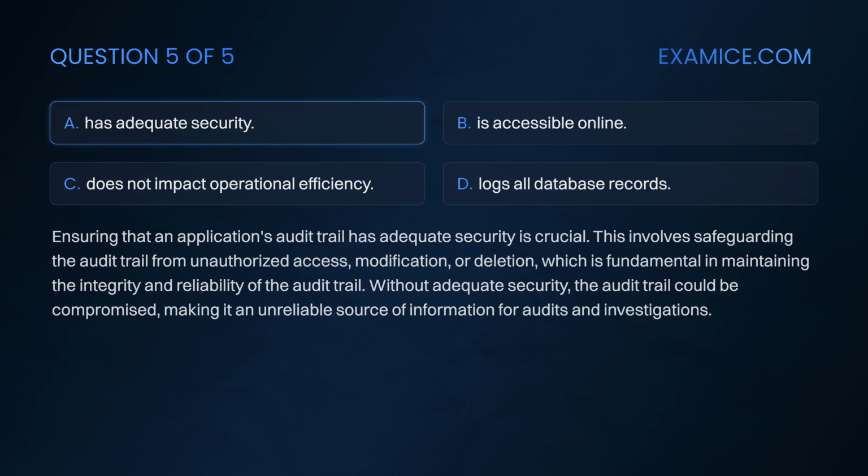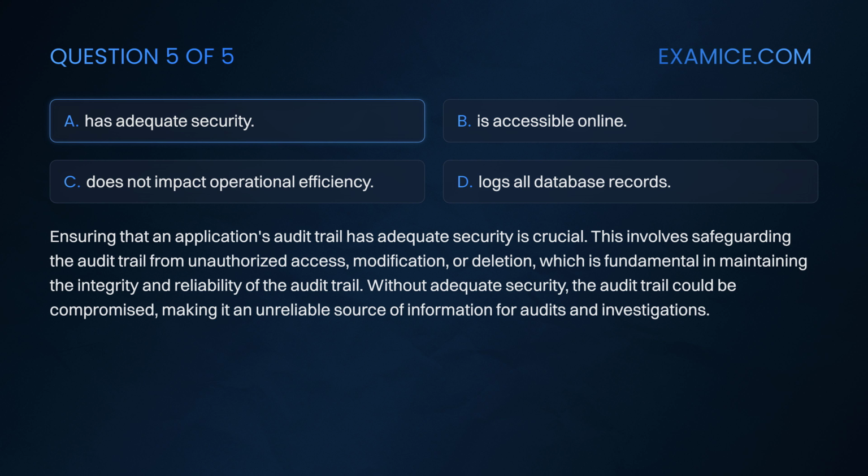Ensuring that an application's audit trail has adequate security is crucial. This involves safeguarding the audit trail from unauthorized access, modification, or deletion, which is fundamental in maintaining the integrity and reliability of the audit trail. Without adequate security, the audit trail could be compromised, making it an unreliable source of information for audits and investigations.